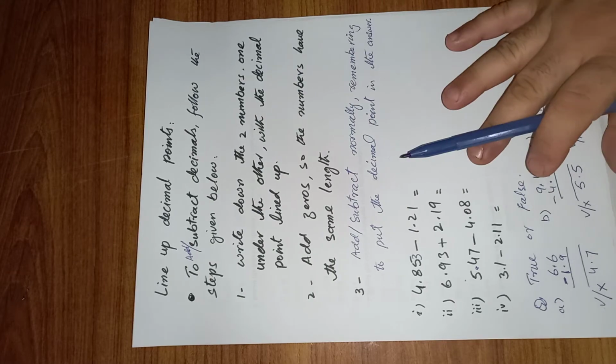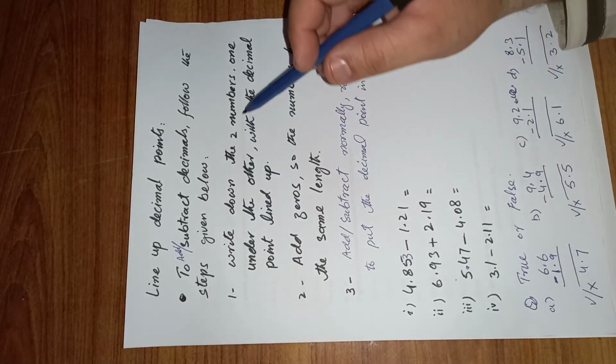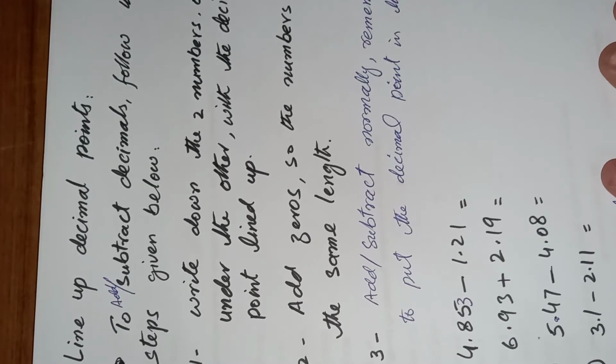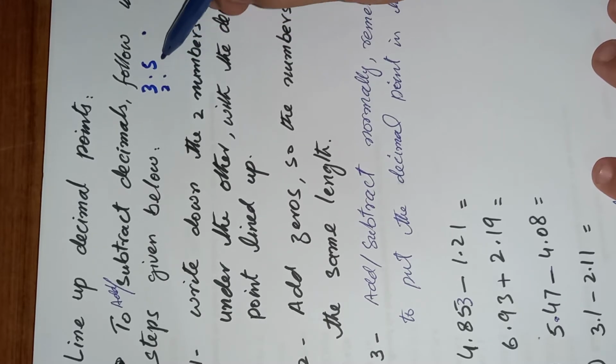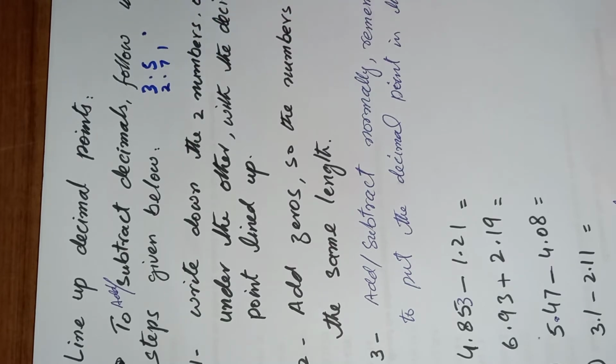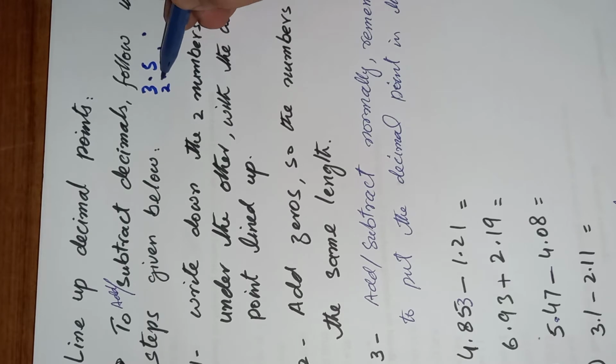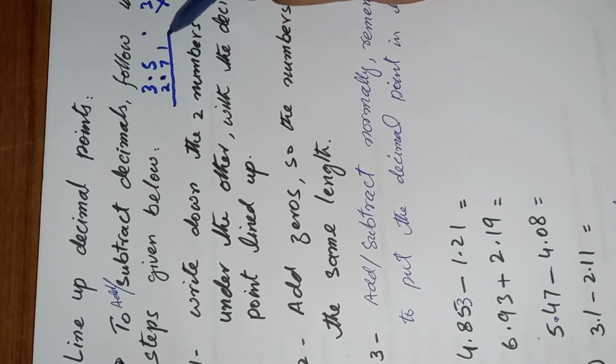Follow the given steps. First of all, write down the two numbers one under the other. For example, let's say one number is 3.5 and another number is 2.71. Now what to do? We have to line them up with the decimal point lined up. The decimal should be straight under the decimal. It shouldn't be written like 3.5 here and 2.71 there. No, this is not the correct way. This is the right way to write. We have to line up the decimal point.